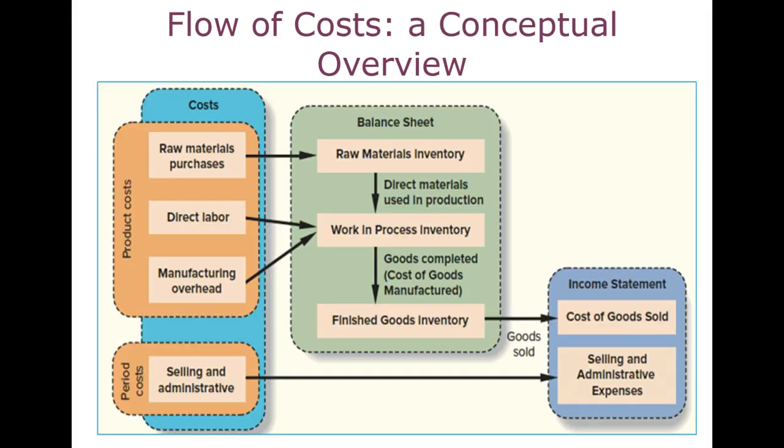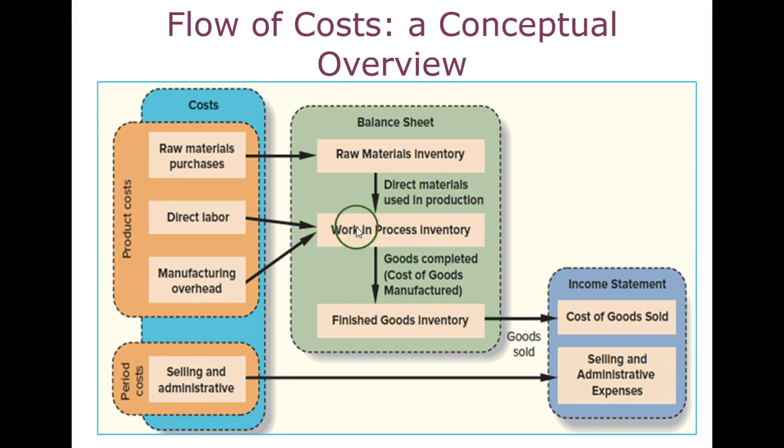I like this slide because it shows you in sort of a picture format how the costs flow from one account to the other. We can see that when you purchase raw materials, they go into a raw materials inventory account. They will stay in this balance sheet account until they are issued into production. And then when we issue into production, the direct materials will go into the work in process account. Direct labor goes into work in process. Manufacturing overhead, when we apply it, goes into work in process.